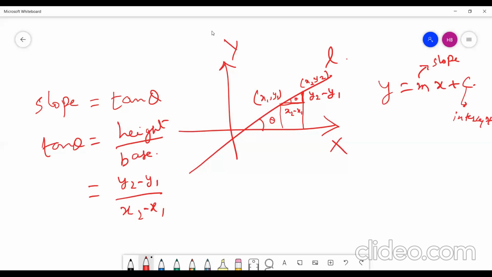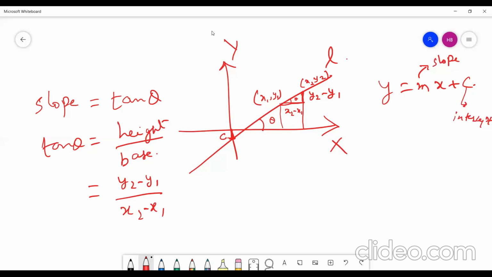Intercept is wherever the line intersects the y-axis. Whatever that distance is, that is c. So in this case, c is negative, right? Correct, because the line is intersecting the y-axis on the negative side of y. So this is the fundamental equation of a straight line in a coordinate plane.